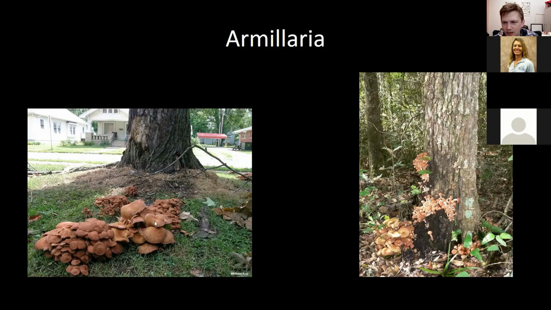It has a sweet aroma. It smells like honey. People call them honey mushrooms sometimes. And they're fairly common here in Florida.